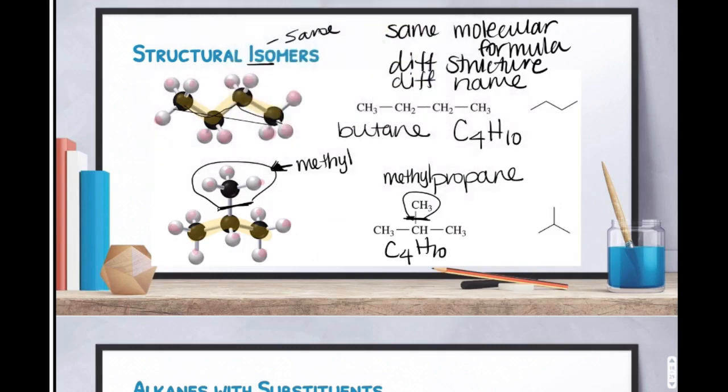So we're going to number our carbons here. This is 1, this is 2, and this is 3. The methyl cannot hang off 1 or 3 because then it would just be like adding on to the longest chain. So the methyl has to hang off carbon 2. So we can say 2-methylpropane.